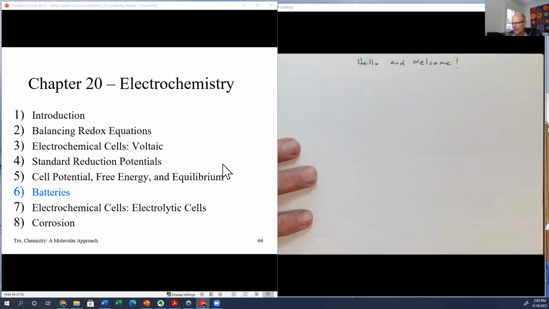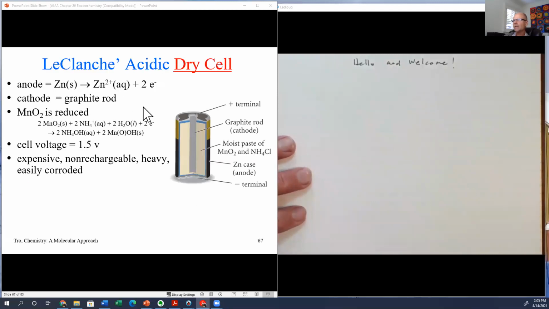All right, let's jump in here to electrochemistry. We've looked at electrochemical cells, and what I want to talk about right now is batteries. Batteries are really just nicely packaged electrochemical cells. Here's your typical Duracell battery, and like every electrochemical cell, it has 2 half reactions.